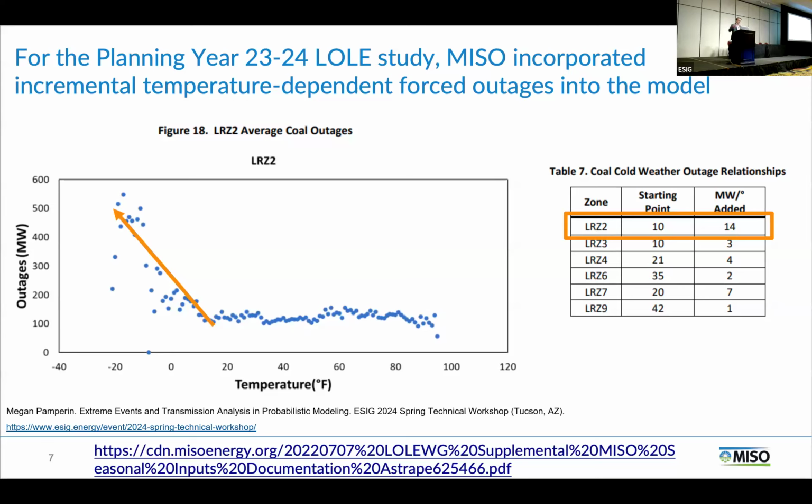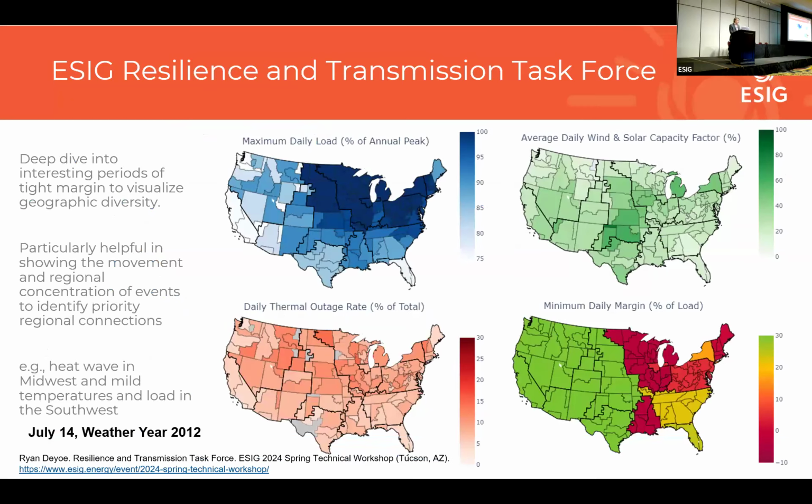So they are starting to incorporate in their LOLE studies the fact that you are getting increased outage risk at colder temperatures, just as we talked about before. So this is becoming more important to use of weather data. In our ESIG resilience and transmission task force, we're also trying to look at how we make all of this weather data and impacts to the system available to more local planning considerations?